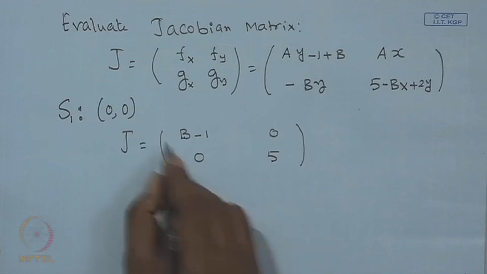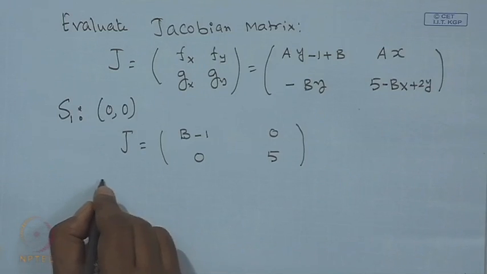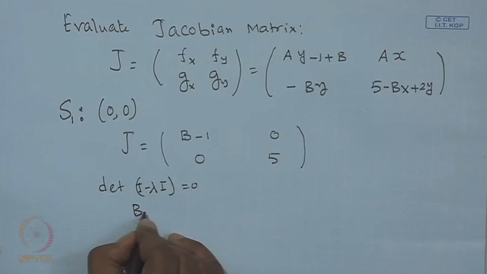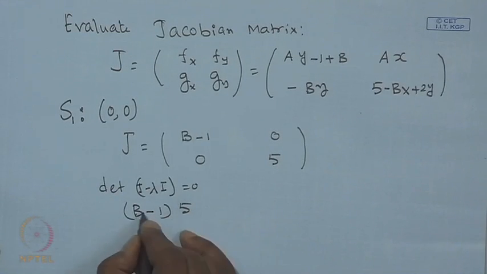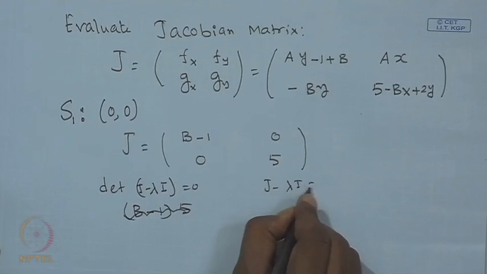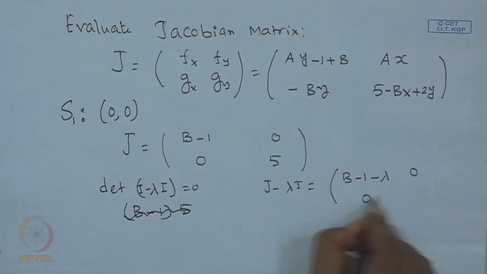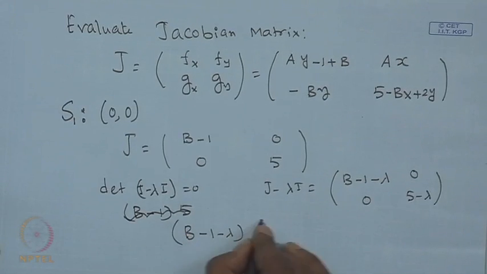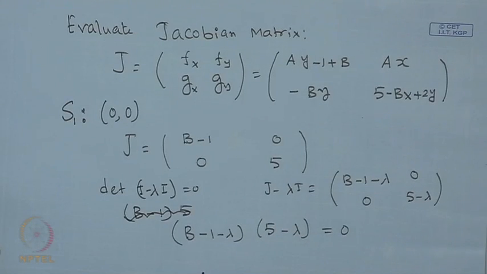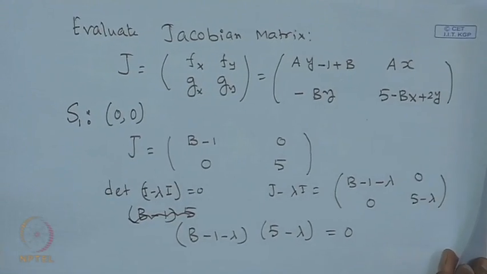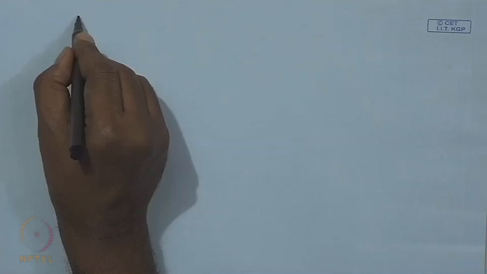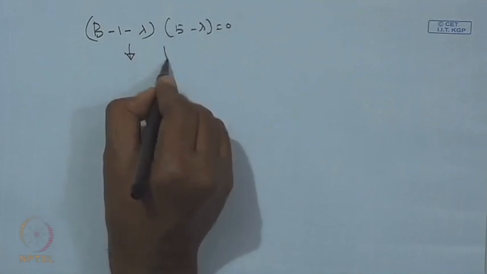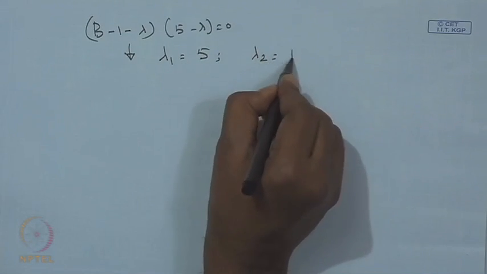So, you evaluate the eigenvalues. The characteristic equation becomes determinant of (J − λI) = 0. So, J − λI becomes [b − 1 − λ, 0; 0, 5 − λ]. The determinant of this will be equal to 0. So, (b − 1 − λ)(5 − λ) = 0. We end up with a quadratic, and we evaluate its roots. One root you get as 5, and the other root you get as b − 1.